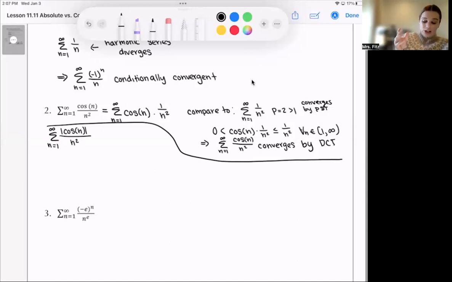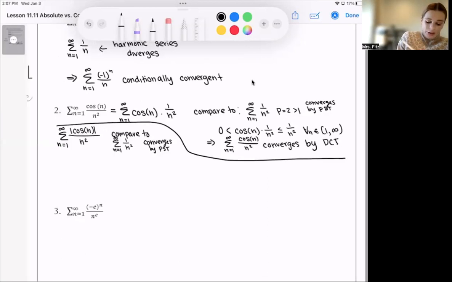Okay, now we could actually use the same direct comparison test. So we can compare to the sum from n equals 1 to infinity of 1 over n squared. We already showed that this converges by the p-series test. Now, the absolute value of cosine of n over n squared is actually still less than or equal to 1 over n squared, right?